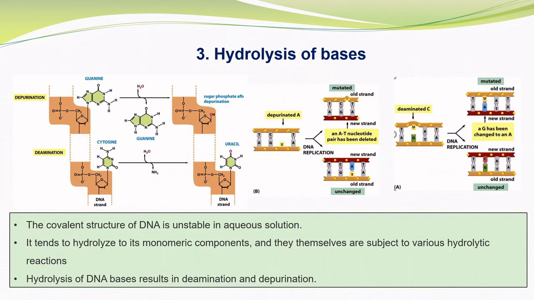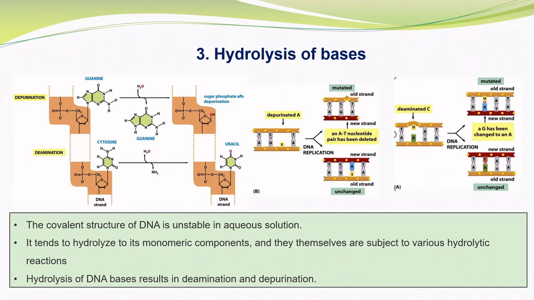Now, the covalent structure of DNA is unstable in aqueous solution. The chemical bond between a base and its respective deoxyribose, that means the chemical bond between the sugar molecule and the nitrogenous base, is the glycosidic bond, and it is usually very stable, but sometimes it undergoes cleavage by water molecules, and this process is known as hydrolysis.